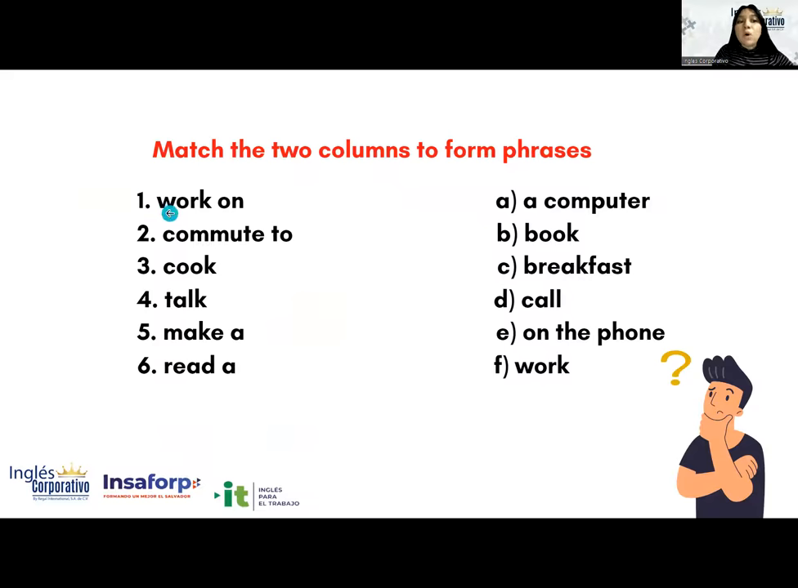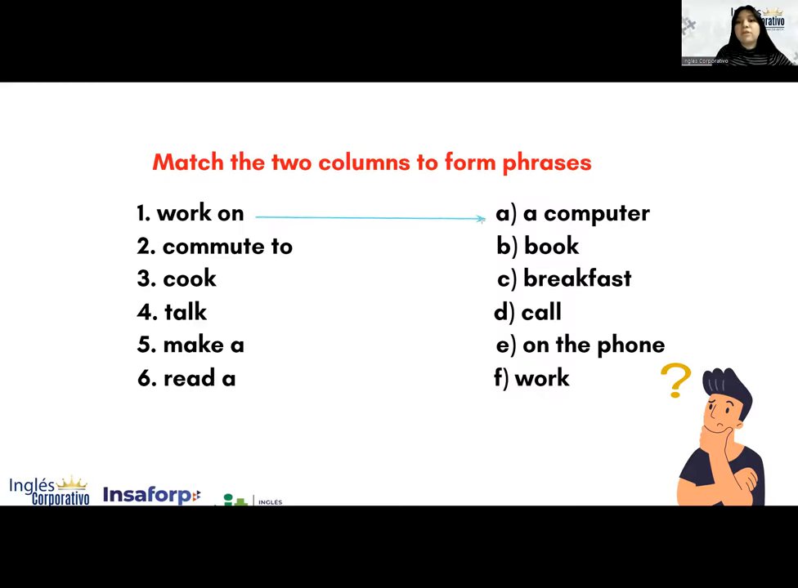So number one, work on a computer. Okay, so nosotros trabajamos en la computadora. So we work on a computer. Yes, we work on a computer. Cuando usted quiere decir, yo trabajo con la computadora, you can say, I work on a computer. Okay, so then, we also have number two, commute to. Okay, so commute to, ir al trabajo. Commute to work. Okay. Usted viaja al trabajo. So you commute to work.